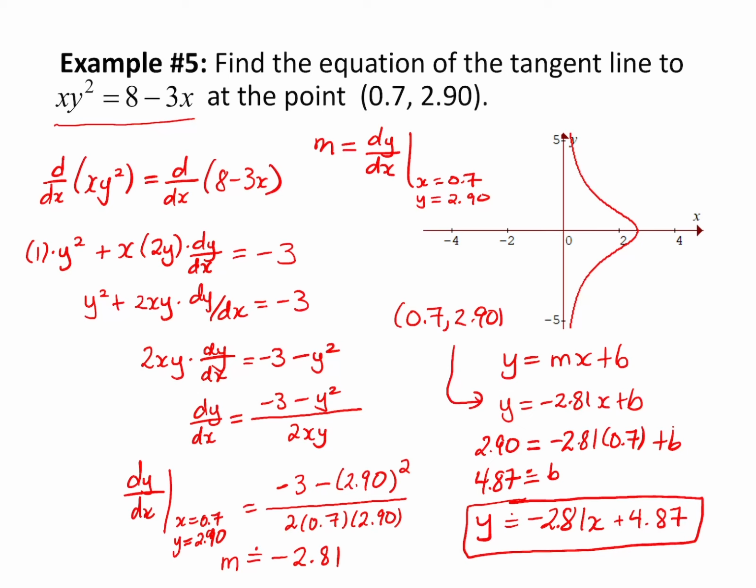So if we sketch that, just an approximation, if this is 2, then this would be 1, so 0.7, 2.90 would probably be about there. So the tangent line would look something like this. It's crossing around x equals 2, but at that point, 0.7, 2.90, it's just grazing the curve, and you can see that we have a y-intercept of about 4.87. So that would be the equation of the tangent line at that point.